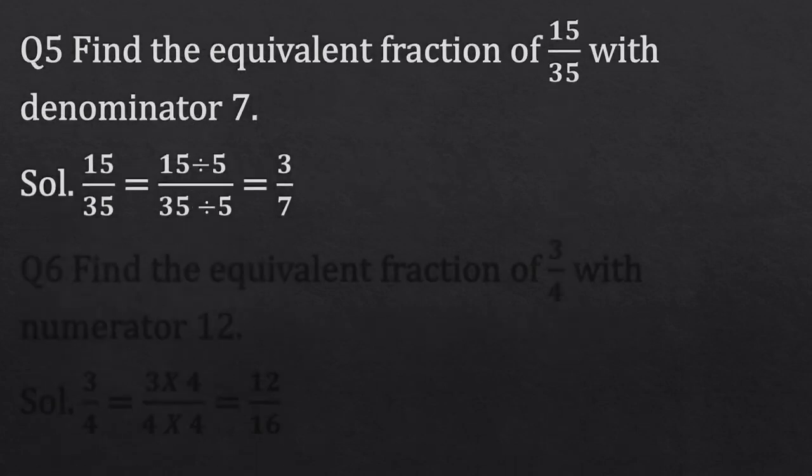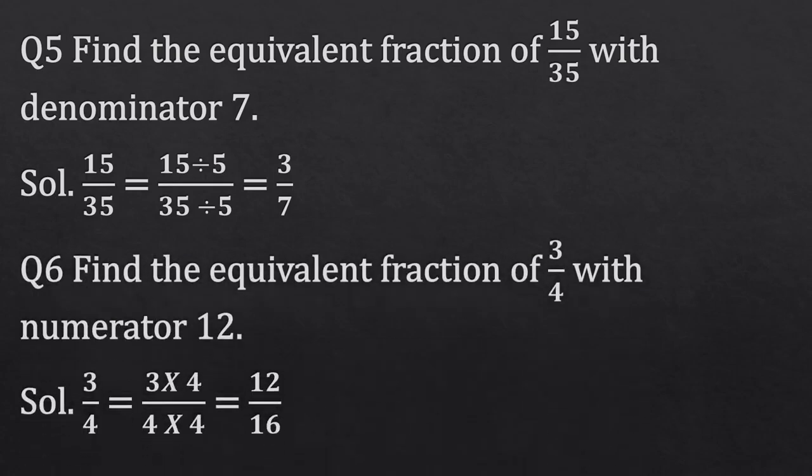Question number 5. Find the equivalent fraction of 15 upon 35 with the denominator 7. Denominator 7, that means we have to divide denominator by 5. So numerator also we will divide it by 5. Your answer is 3 upon 7. If you have written direct answer 3 upon 7, then also it is correct.